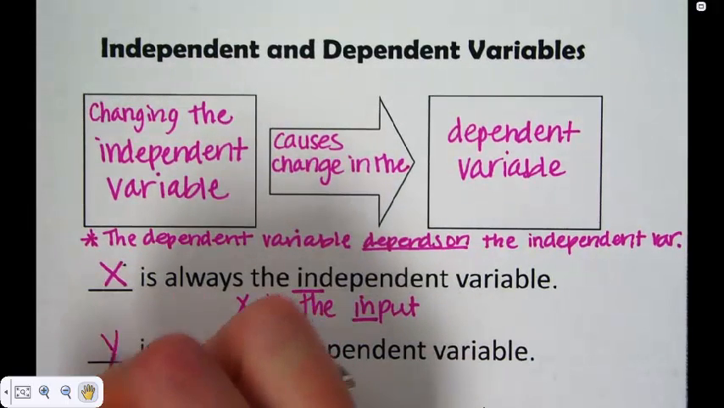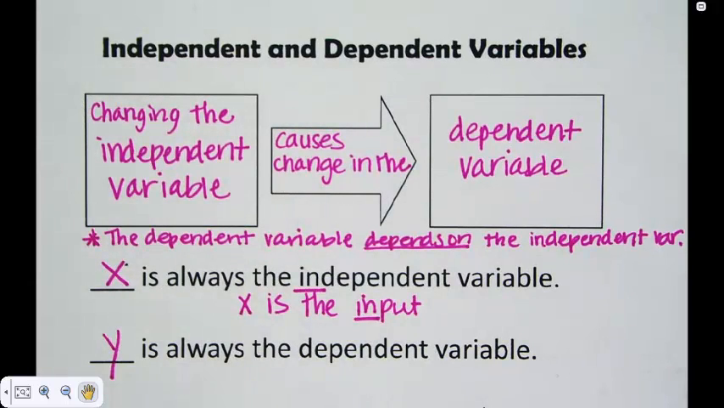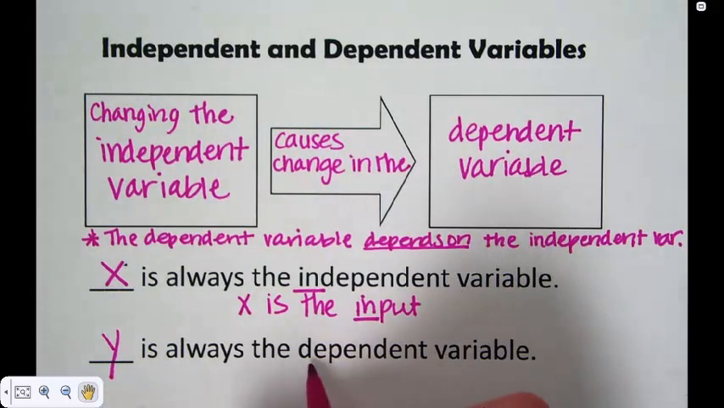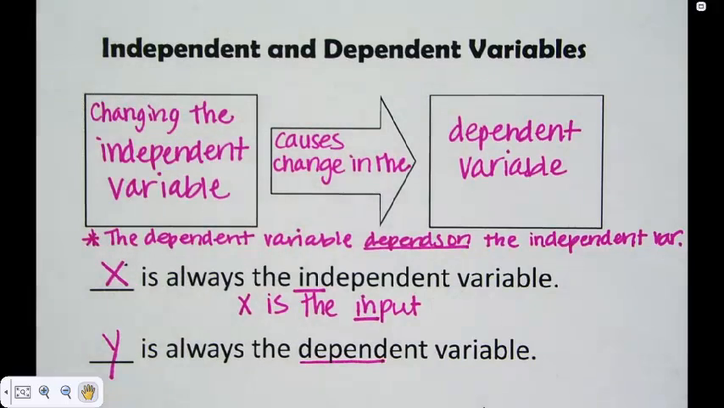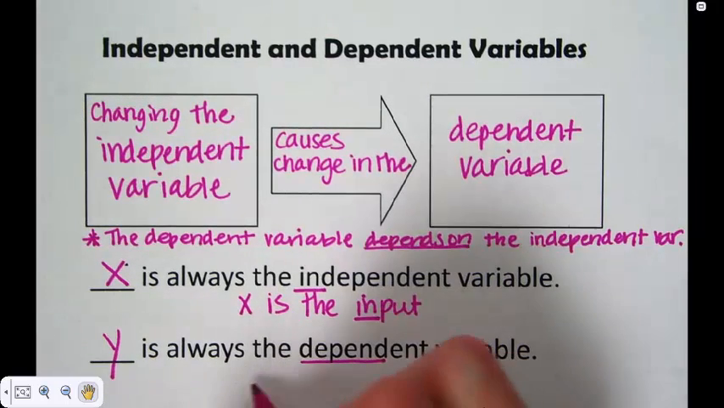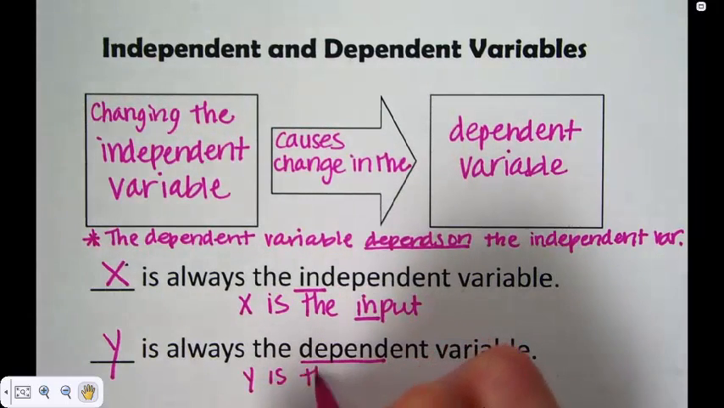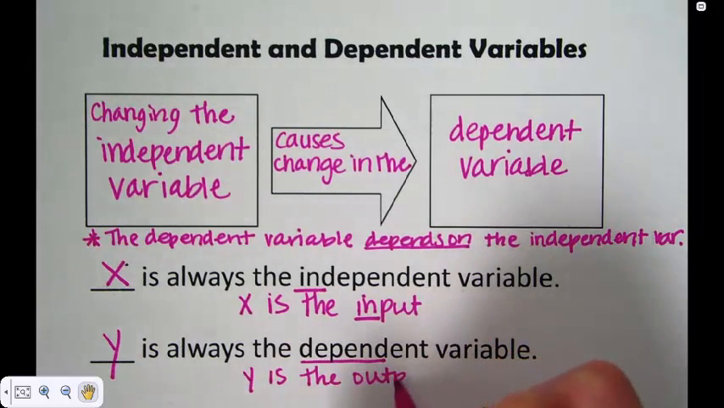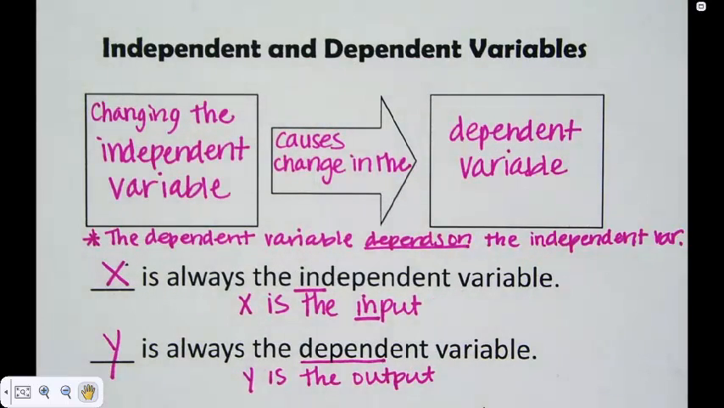That means that y is always the dependent variable. And remember, it's going to depend on something. Our y is the output. So another way of saying this is what you get out depends on what you put in.